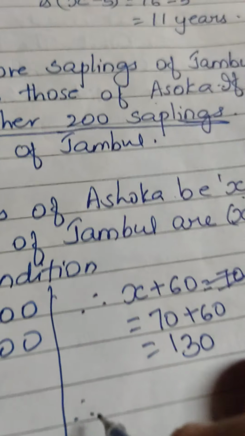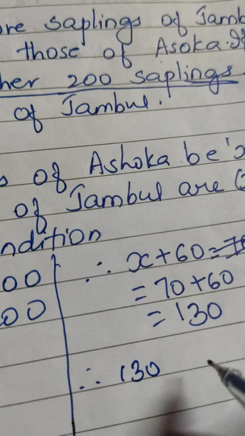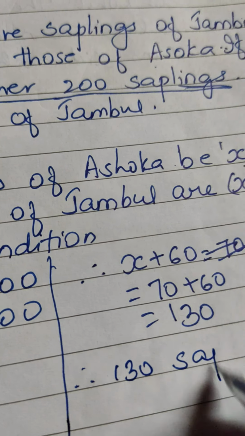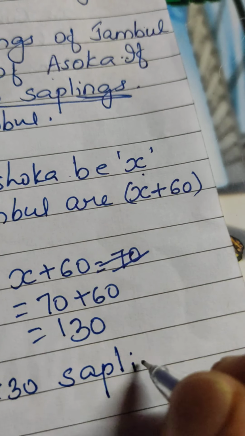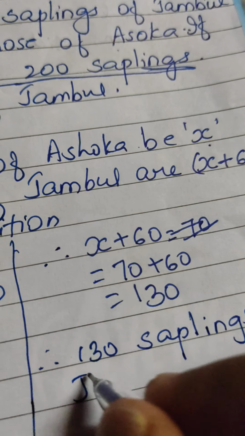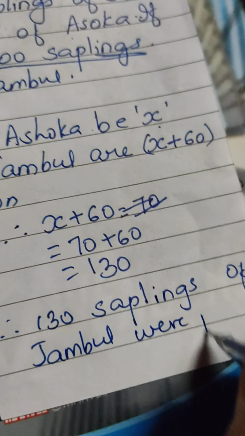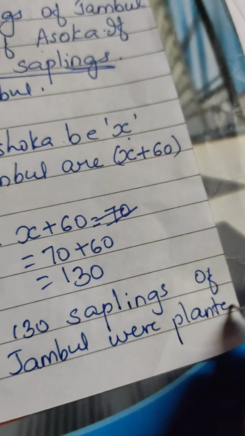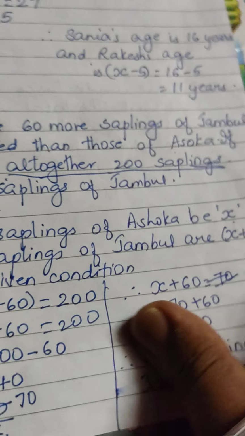So therefore 130 saplings of jamun were planted. I hope you have understood this sum. Now we move on to the next one. The next sum.